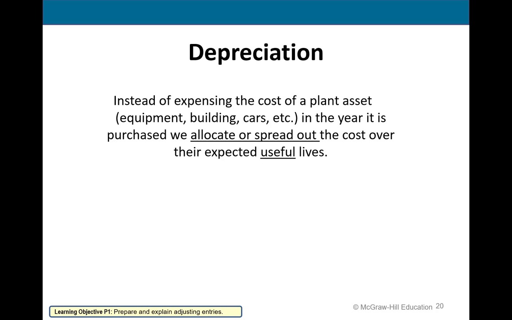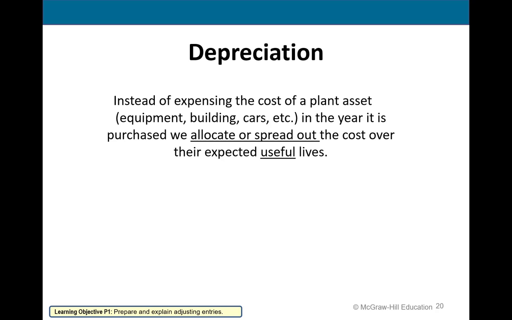Depreciation is the process of allocating the cost of a plant asset over its useful life in a systematic and rational manner. At this point in the accounting process, we want to introduce you to a depreciation method known as straight-line depreciation. Straight-line depreciation is the most popular method used by companies. We determine the amount of annual depreciation by taking the cost of the plant asset, subtracting the estimated salvage value, and dividing that amount by the useful life of the asset.